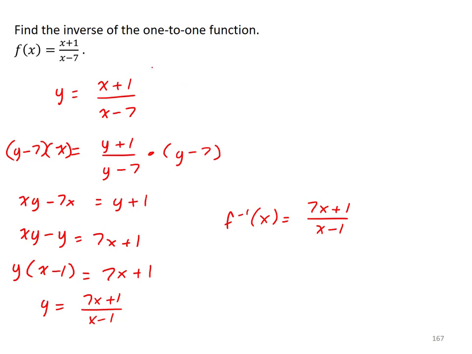I'd also like to note that the original function's domain was x not equal to 7. It had x minus 7 in the denominator, where our inverse has a domain of x not equal to positive 1 because the denominator is x minus 1.